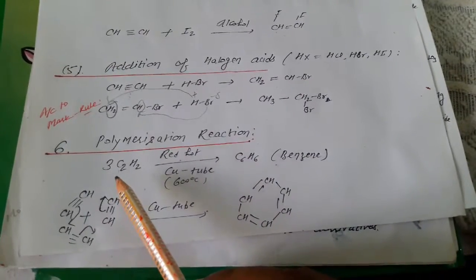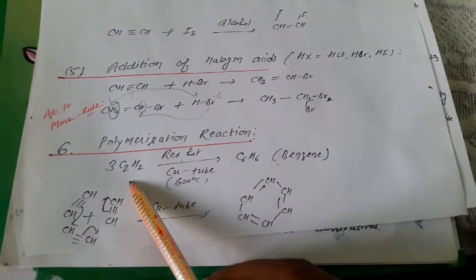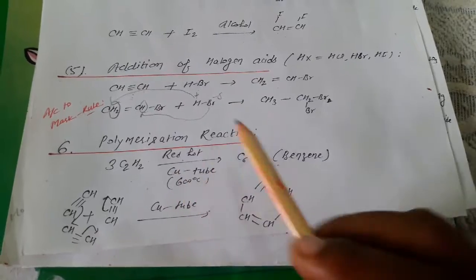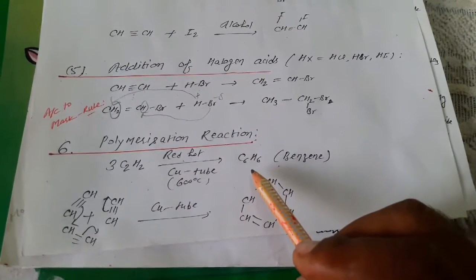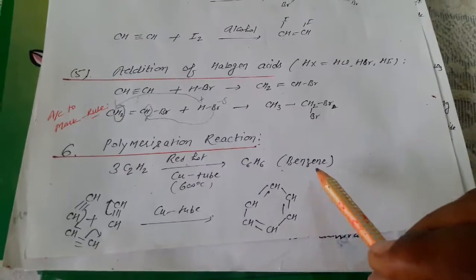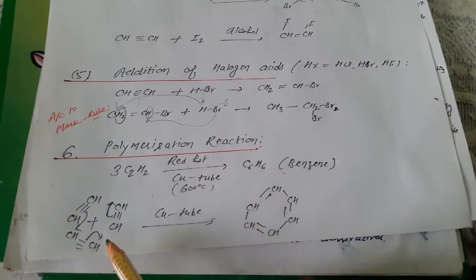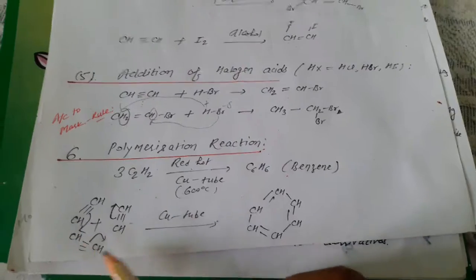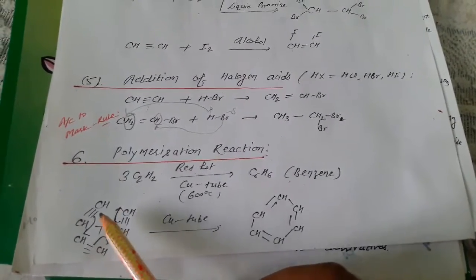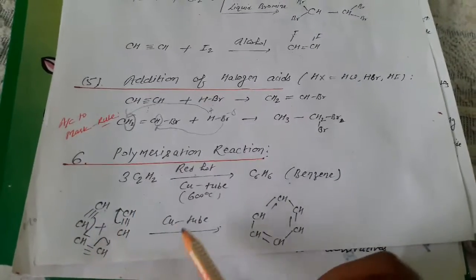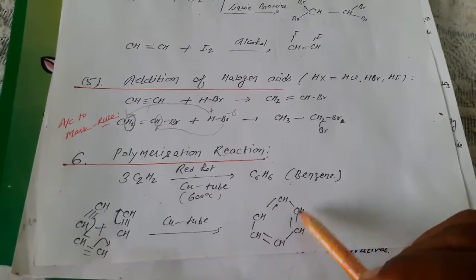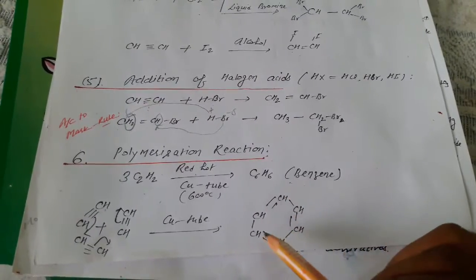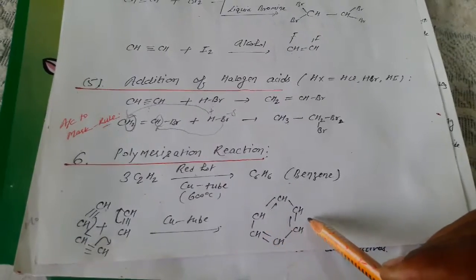The last one is also an important property, polymerization reactions. So when three molecules of acetylene gas are passed through a red hot copper tube at this temperature, an important organic compound is prepared, that is benzene. For your understanding, this is how the chemical bonding is taking place. Okay, the arrow is showing the bonding formation. So three molecules of acetylene passed through a hot red copper tube give the formation of this molecule that we say benzene. So this is the open structure or condensed formula of benzene.